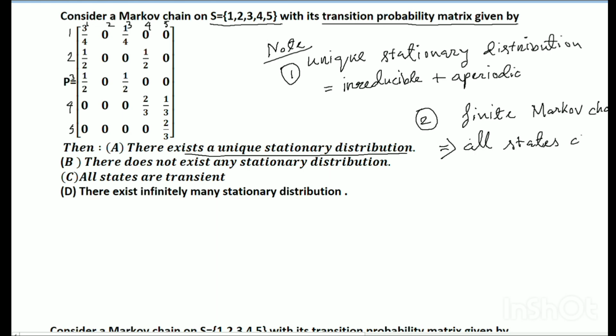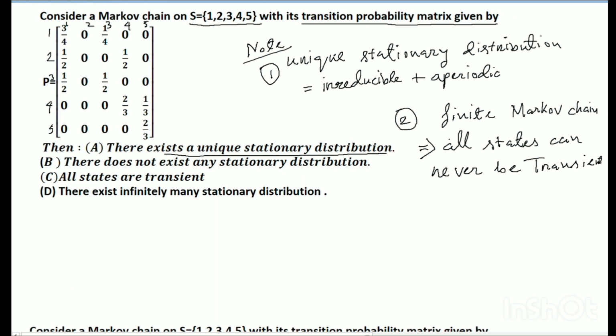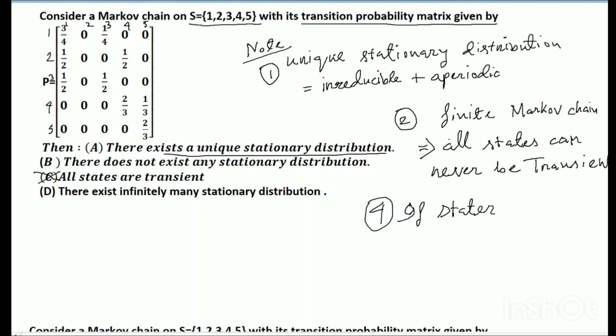For a finite Markov chain, all states can never be transient. Okay, can never be transient. This is a topic to remember. So my option C is also incorrect. Next, if the states are reducible, then there exist infinitely many stationary distributions.